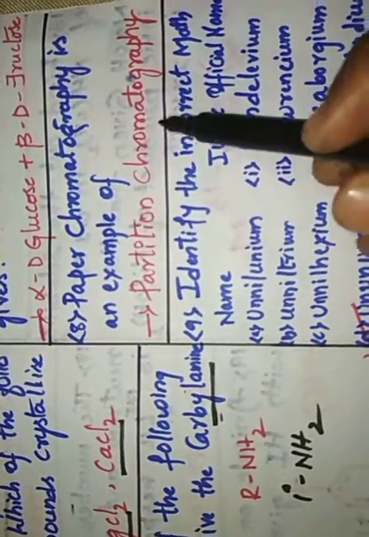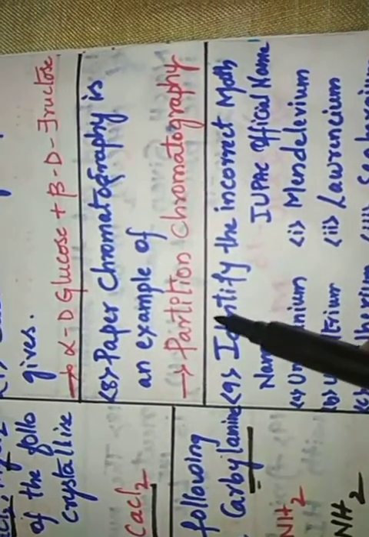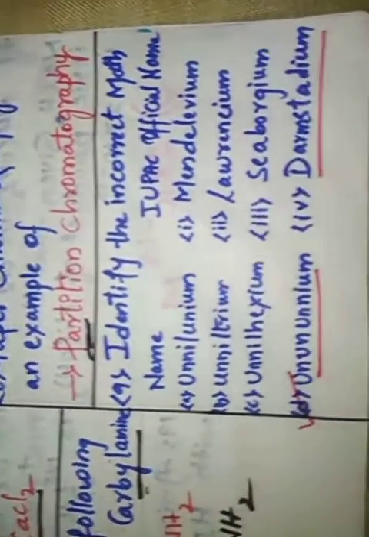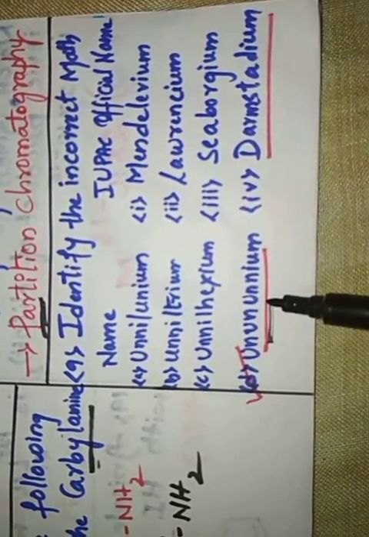Paper chromatography is an example for partition chromatography. See, there the options are given: thin layer chromatography, adsorption chromatography, column chromatography and partition chromatography. There the answer is partition chromatography. Identify the incorrect match. You can see here the match. The incorrect match is this one. Understood?